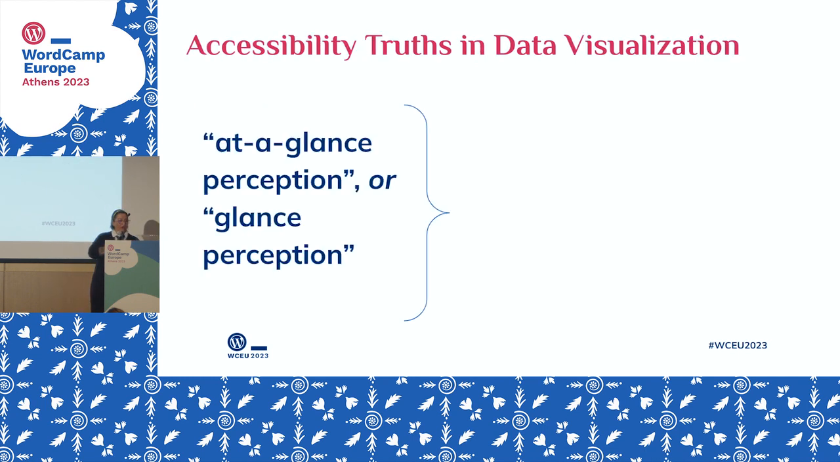So now, what we need to understand is that usually the user needs to perceive the information in a proper way, and also the content needs to be intuitive, right? So this is important.